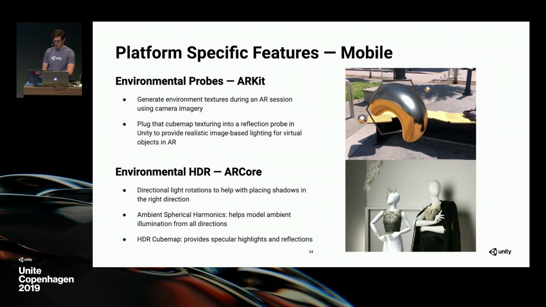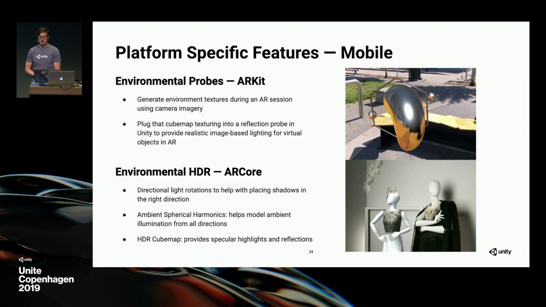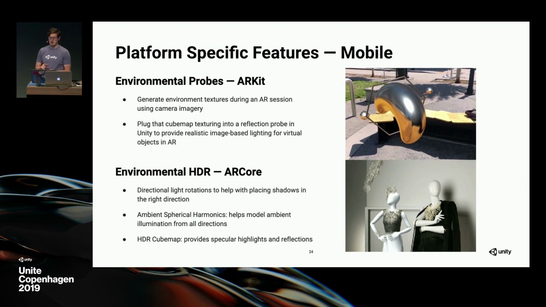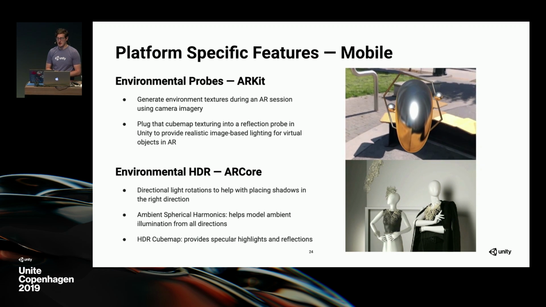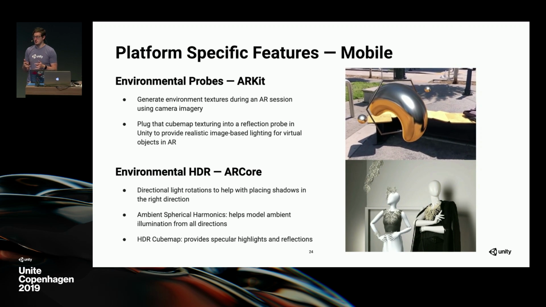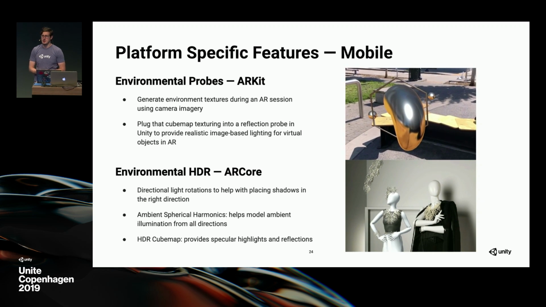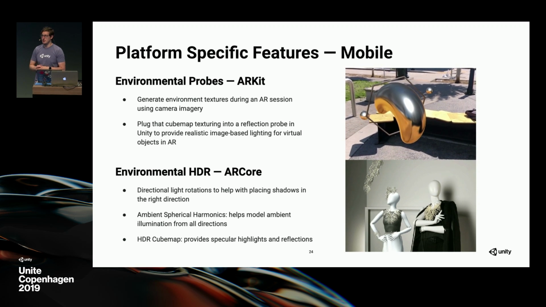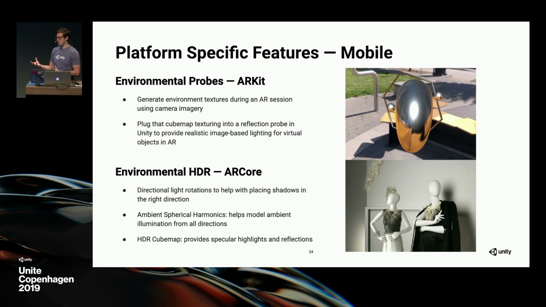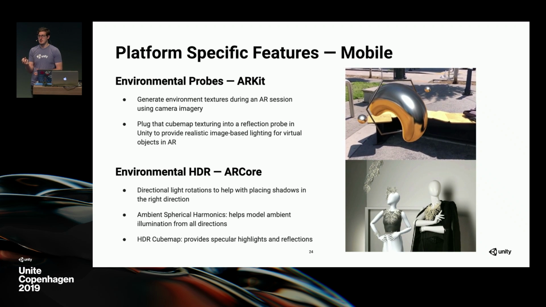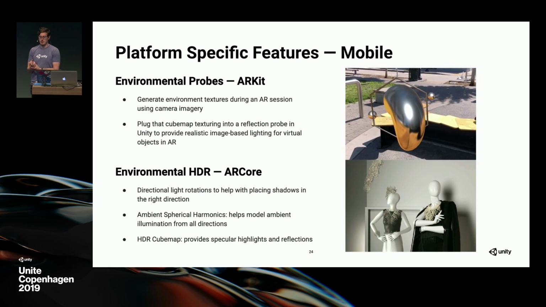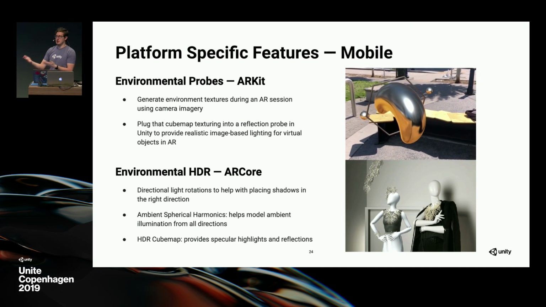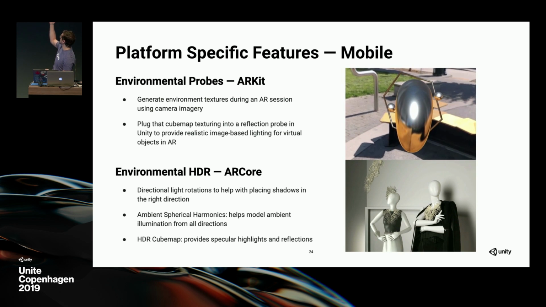So some other rendering techniques for mobile augmented reality. There are some platform-specific features. Here are two related to ARKit and ARCore. ARKit has something called environmental probes, and what that'll do is as you scan around the environment, it'll understand color data associated with planes and feature points as it finds it. From there, it'll build up a cube map at runtime that you can then apply into a reflection probe and have your physical world be mirrored on your digital content. So that's what we're seeing there.